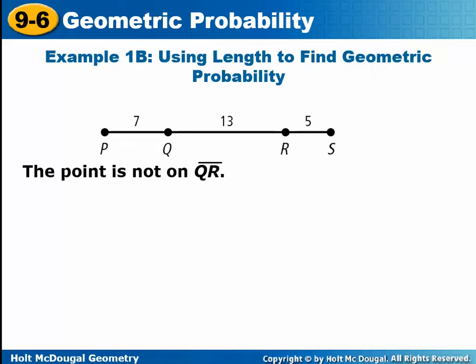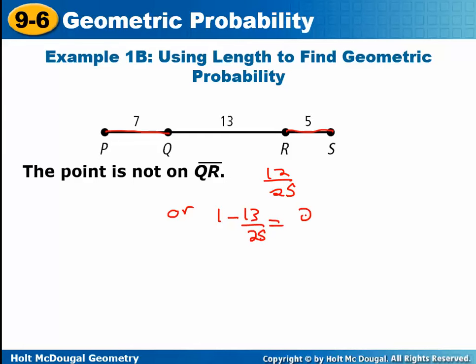All right, so the point is not on QR. Okay, let's see. If it's not on QR, it must be either here or here. So we have two ways to do this. We could take 7 plus 5, which is 12, over the whole thing, which is 25. This is the same as the length before: 7 plus 13 is 20 plus 5. So we could say it's that, or we could say that it's 1 minus QR, which is 13/25.